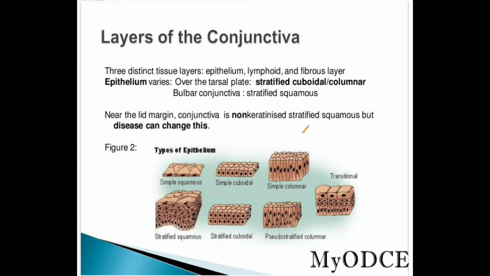Why this is interesting also is because the conjunctiva over the tarsal plate has a stratified cuboidal or columnar shape, it will help to understand why follicles and papillae have the appearance that they do.